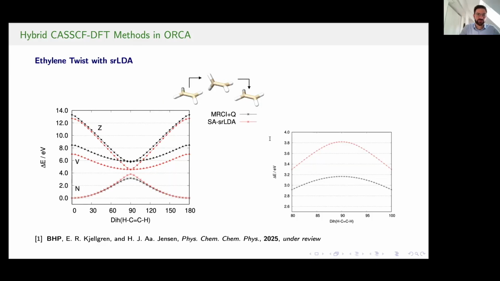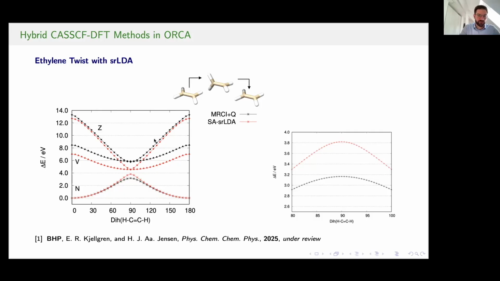Now I would like to show you one example, which is the twist of ethylene, where we rotate the CH2 planes and change the dihedral angle from 0 to 90 and then move on to 180 degrees, which is equivalent then to the initial structure. Here we use a short-range LDA as an example and compare our methods with multi-reference CI, using also here the Davidson correction. We look at the ground state, which is termed the N state, and then the singly and doubly excited states, which are termed V and Z states.